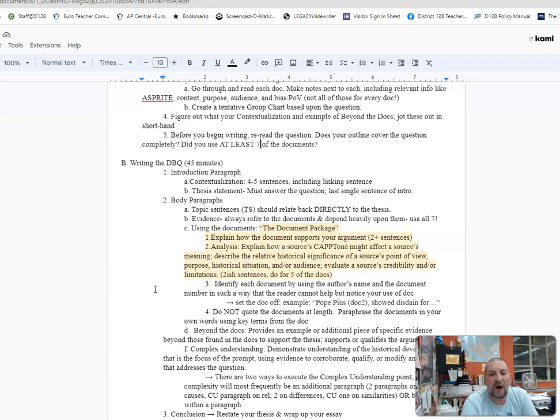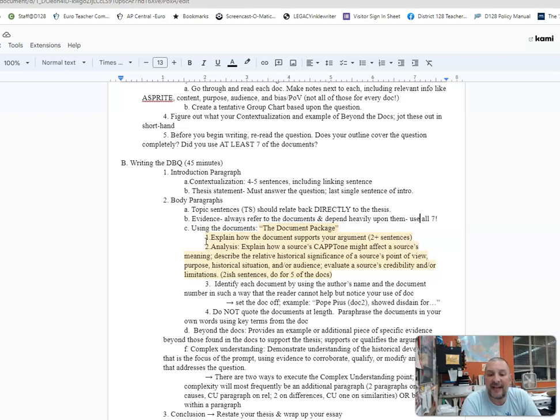Your evidence, you should always refer back to the documents and depend heavily on them. This is a document-based question. Lean on the documents. And don't forget, you are using all 7 of the documents. I call this the document package. Every time you use a document, you are going to explain how the document supports your argument. That's 2-ish sentences. How does this document fit into your bigger picture?